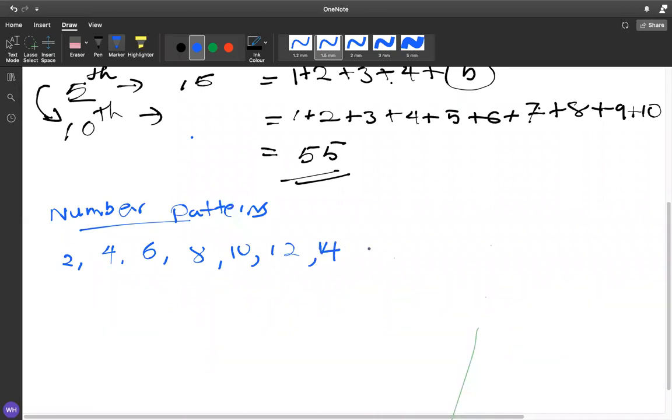Rifki, what is this pattern? The multiples of 2. Very good. Multiples of 2. And where does it start? From 2. Yes. So you can write, this is the pattern of multiples of 2 starting from 2. Nikini, is that clear?